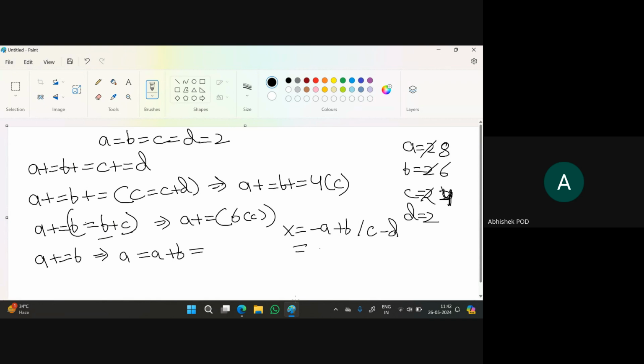What is minus A? Minus A is going to be minus 8 plus B. B is going to be 6. Divide by C is going to be 4. Minus is going to be 2. What should we evaluate first? So first 6 by 4 has to be evaluated first. Okay, so what will be the value of 6 by 4?